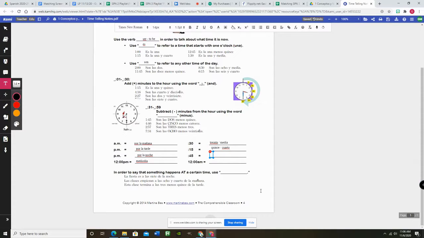45, you could say menos 15, or menos cuarto. You know what? In fact, change that. This is e 15 and this is e cuarto. And then lastly, this is medianoche.